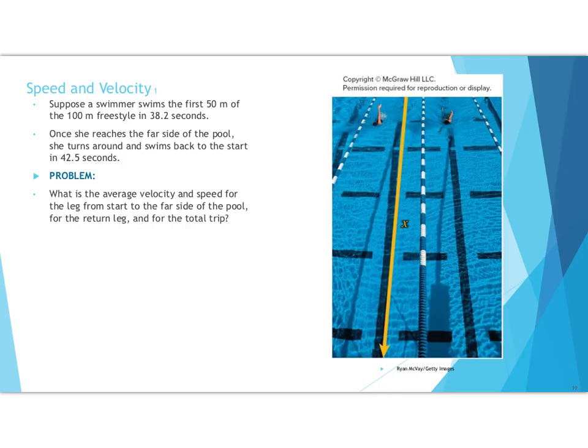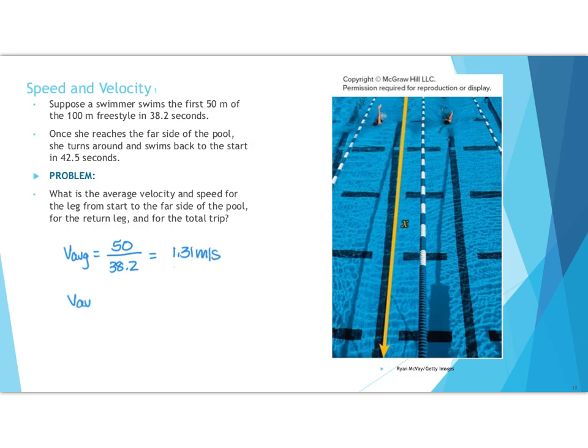It asks us to find the average velocity and speed for the leg from start to the far side of the pool, for the return leg, and for the total trip. So for the first part, we just do displacement over time, which is 50 over the time, 38.2, and I get 1.31 meters per second.